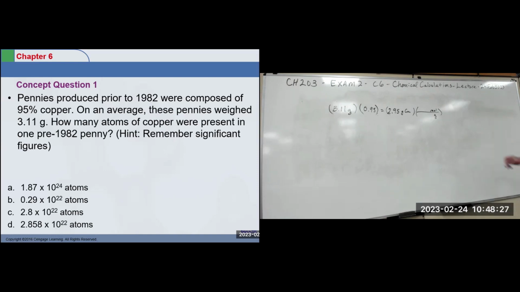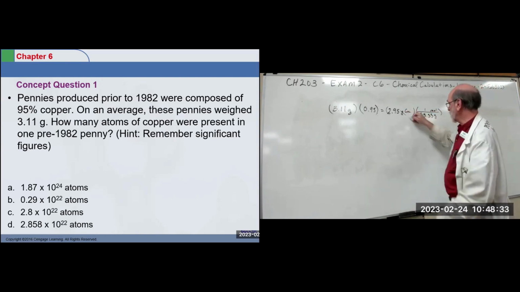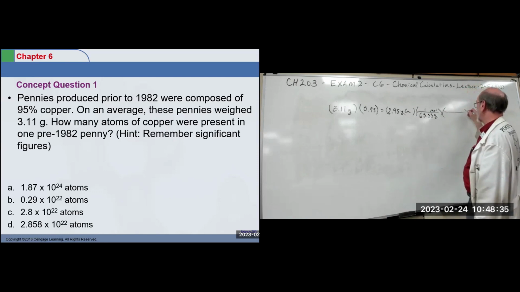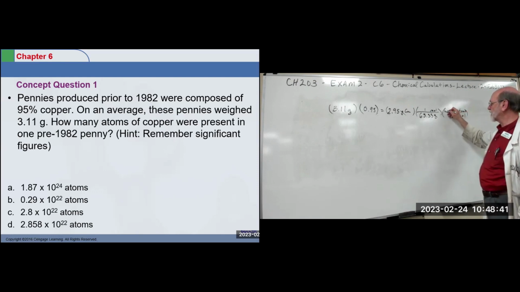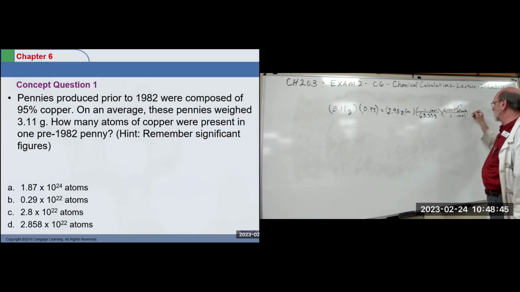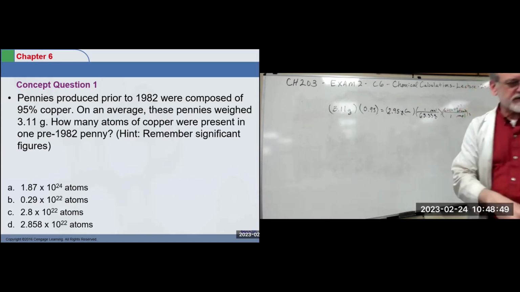63.55 grams per mole. Okay, that gets rid of grams and leaves us with moles. Now we can cancel moles and leave us with atoms, if we know the conversion factor, 6.022 times 10 to the 23rd. Right? So that's the thinking part. The rest is crunching numbers.